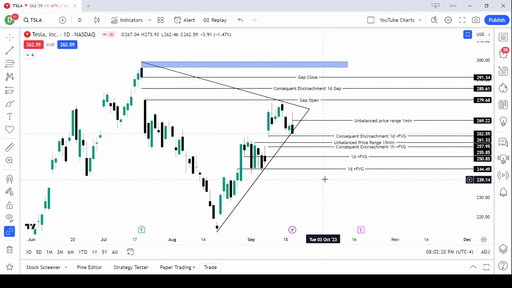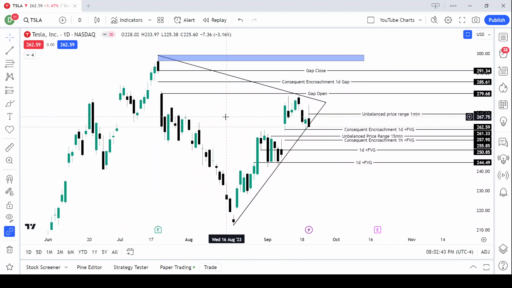So we're watching carefully. We haven't broken these relative equal lows here, and so that will be the next target as we head lower to balance this 15-minute unbalanced price range, this consequent encroachment of a 1-hour fair value gap, and then we have a 1-day fair value gap, which is where we chopped around in here. Okay, so let's go ahead and drop down into a lower time frame and see what else is going on.